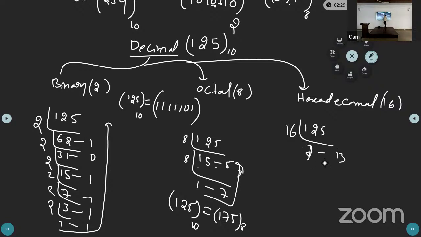13. Okay, so now you can write top to bottom. What is the value? 713. Right? 713 is the answer.